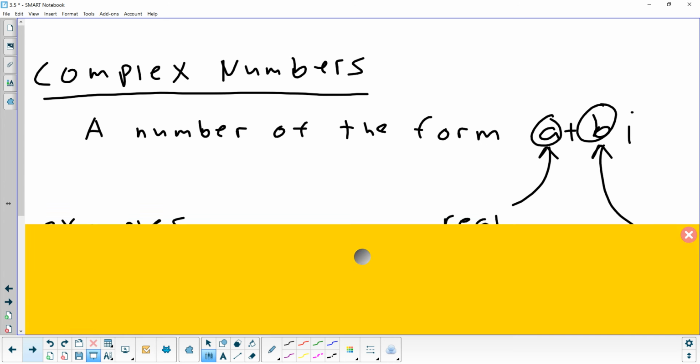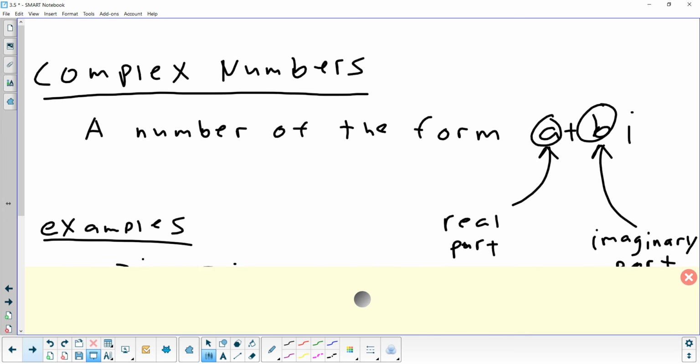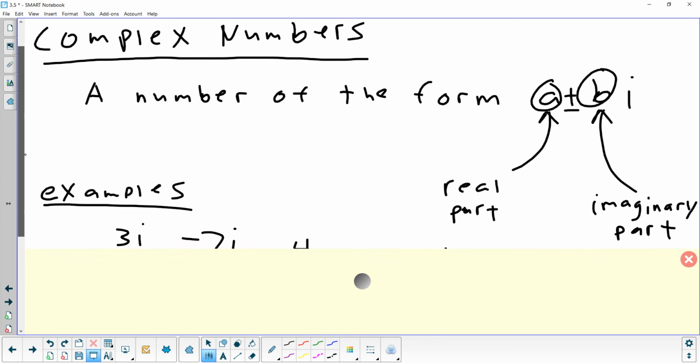So if you write down a complex number, it's generally in two parts. You put the real part first, and then it could be a plus or it could be a minus, it depends. And then the imaginary part. In my setup there, the real part is a, and the imaginary part is b. The i comes after the imaginary part to tell you what's in front of it is imaginary.